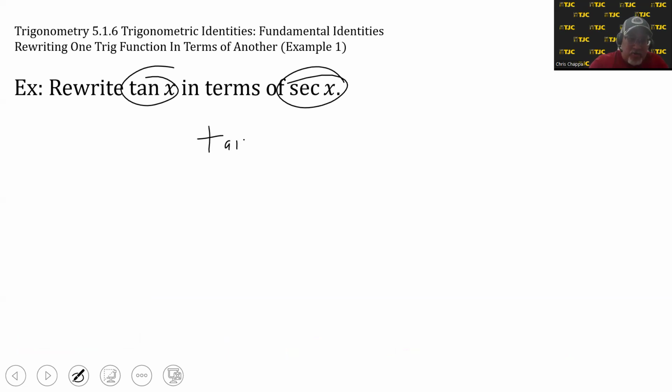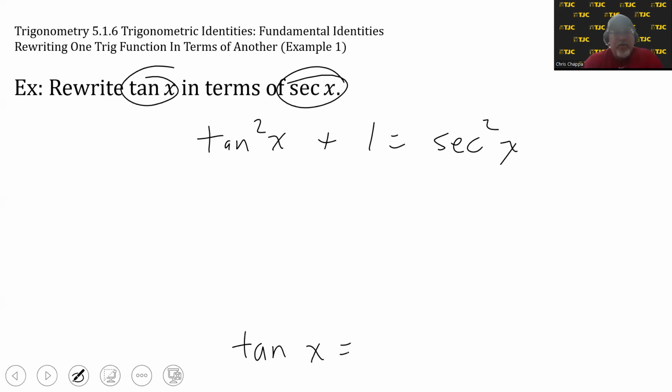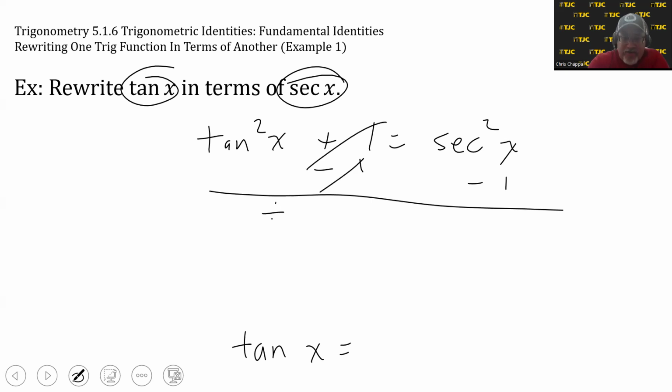Let's start with tangent squared of x plus 1 is equal to secant squared of x. And remember, our goal is to make this say tangent of x. So what do we have to do first to start isolating the tangent? Subtracting 1 is a good idea. That will get us closer to our goal of tangent of x equals.